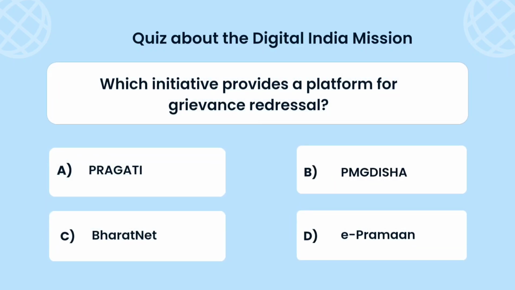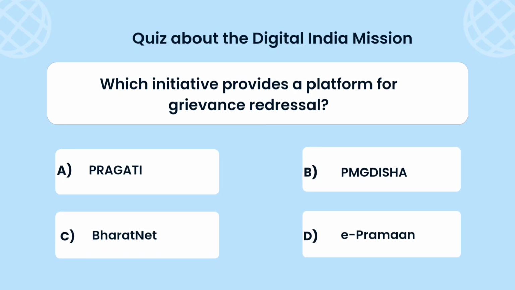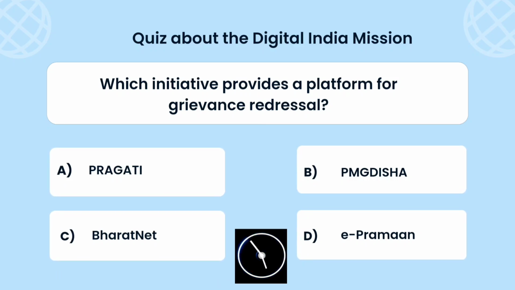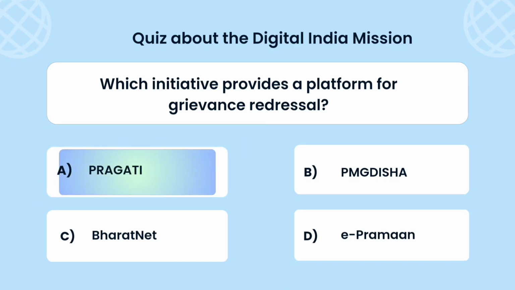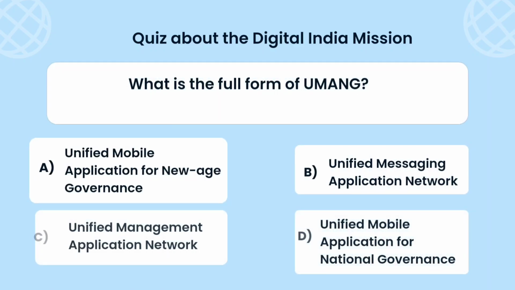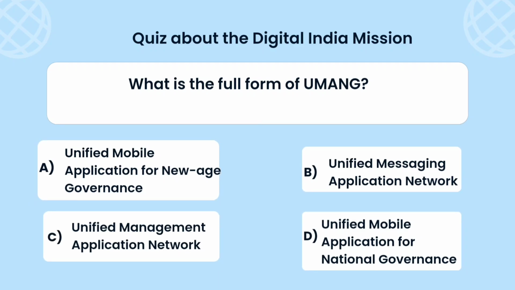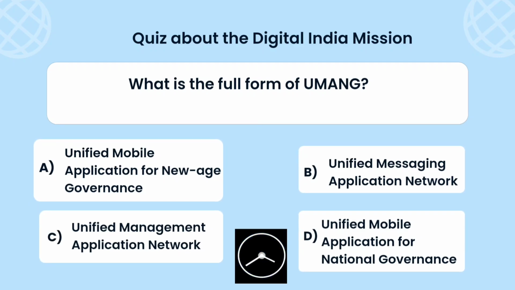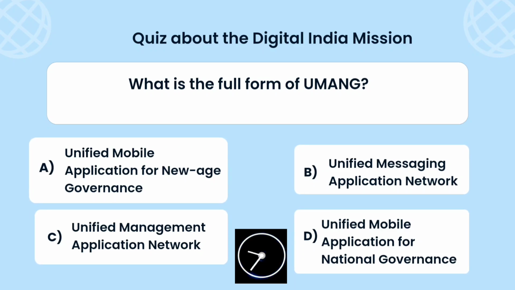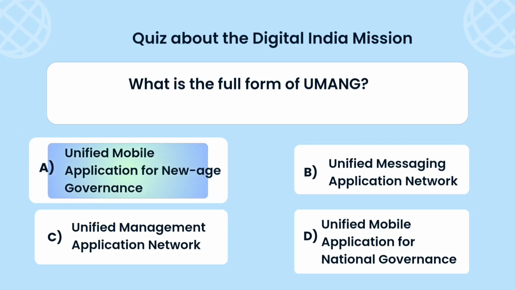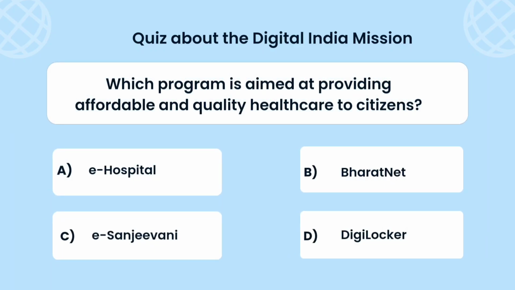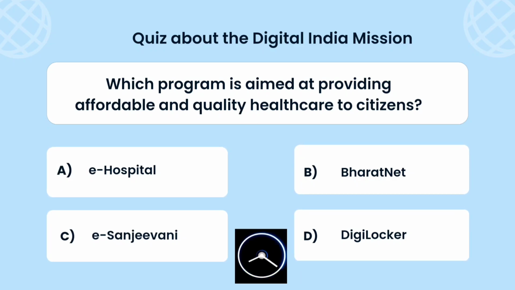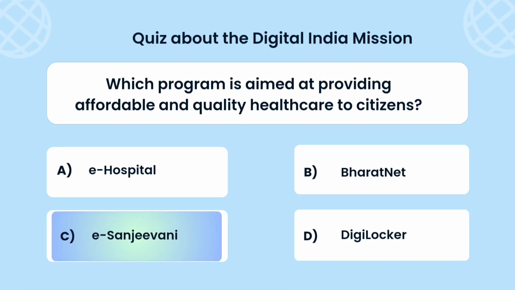Which initiative provides a platform for grievance redressal? Pragati. What is the full form of Umang? Unified Mobile Application for New Age Governance. Which program is aimed at providing affordable and quality healthcare to citizens? E-Sanjeevani.